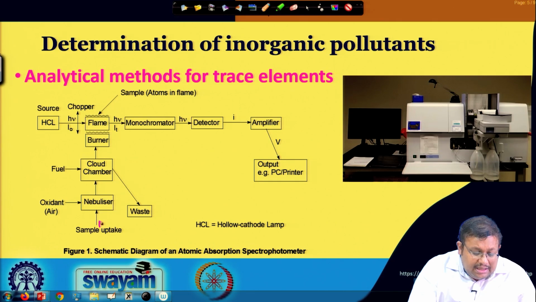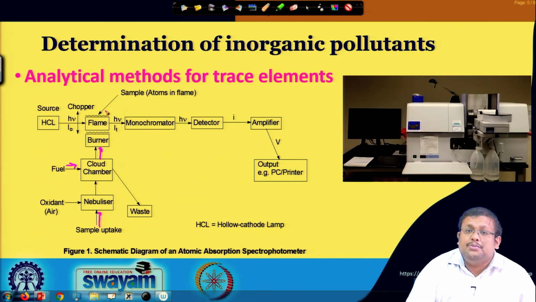First of all, we introduce the sample in the nebulizer, and we inject an oxidant, which is generally air. Then this sample with the oxidant moves to the cloud chamber, and in the cloud chamber we introduce a fuel. Generally this is acetylene, though sometimes other gases like hydrogen are also used. In the cloud chamber, it will make a cloud of atoms, and this cloud of atoms goes to the burner, where the atoms come in contact with the flame and absorb certain radiation.